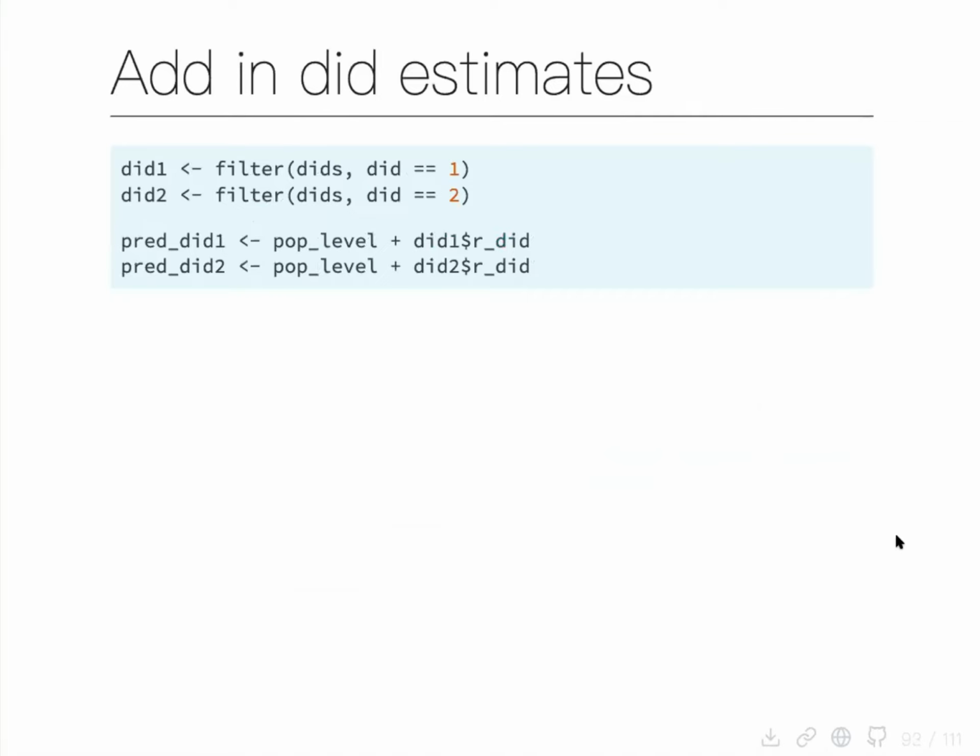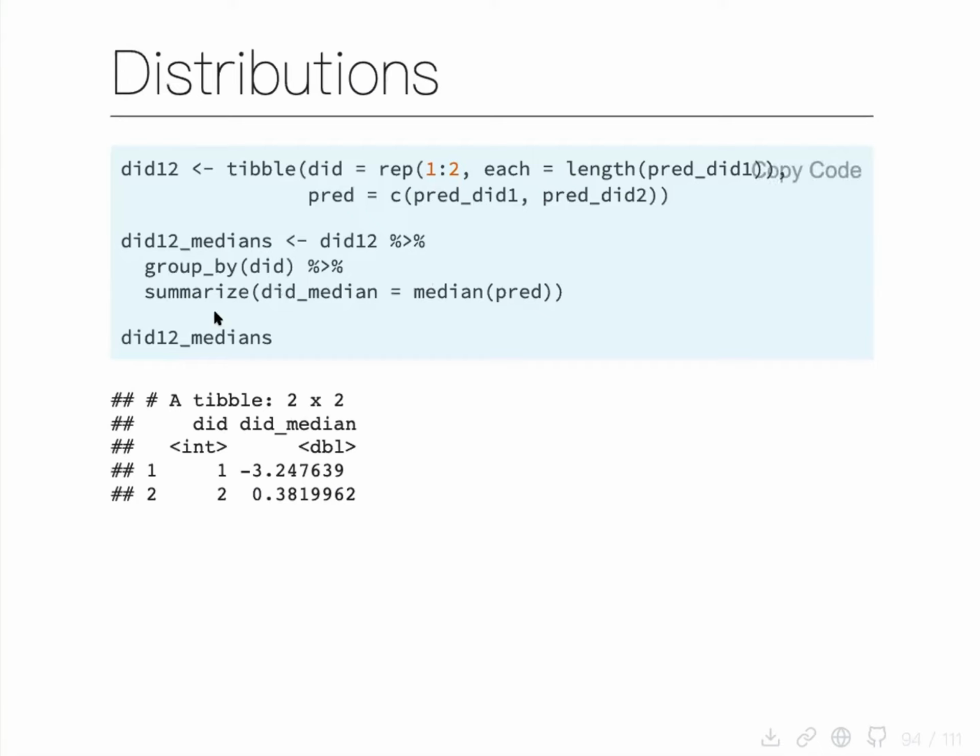Now we're going to add in our doctor estimates for these two doctors, okay? So here's DID1 and DID2. We're just filtering DIDs, our full set of all the doctors, where DID is equal to 1 and 2. And then I'm just going to add that in to the population level here, okay? And here. So we now have two objects, which are the predictions for each doctor, okay? We can put these in a data frame, and then I can do things like group by the doctor and summarize to give me the median. So here's the median log odds for the first doctor, and here's the log odds for the second doctor, the median of their posterior distributions.